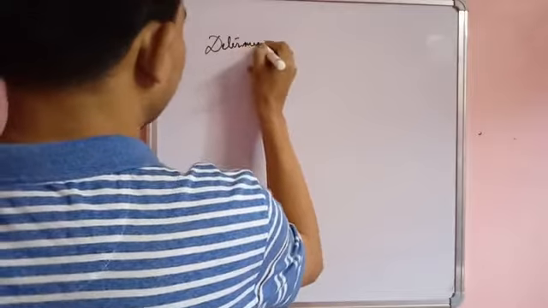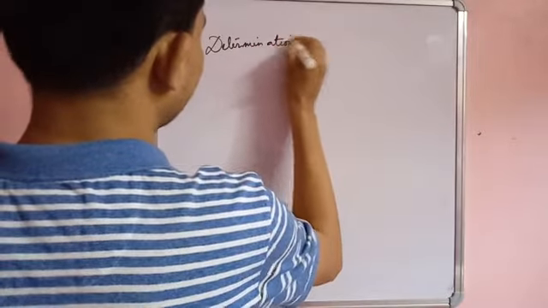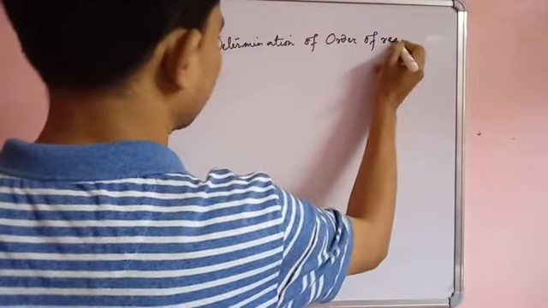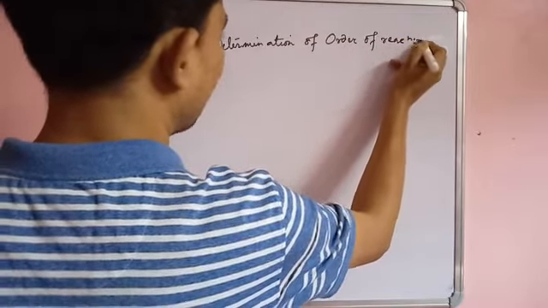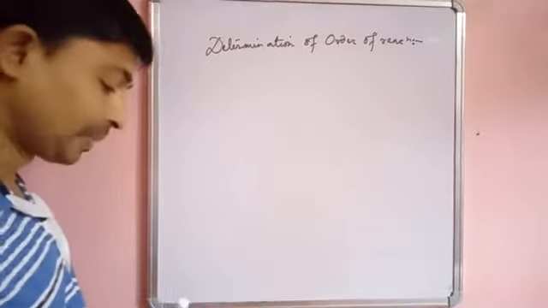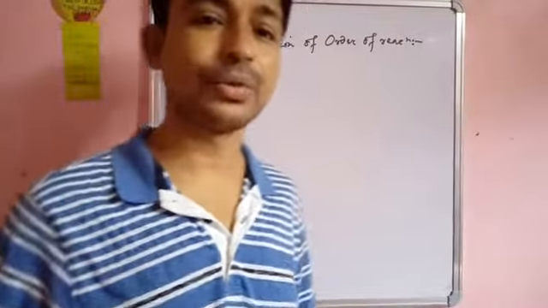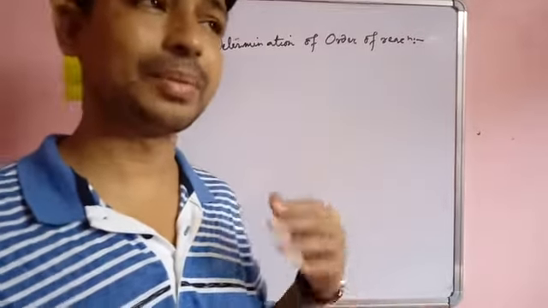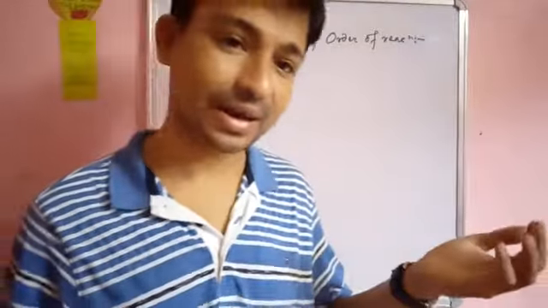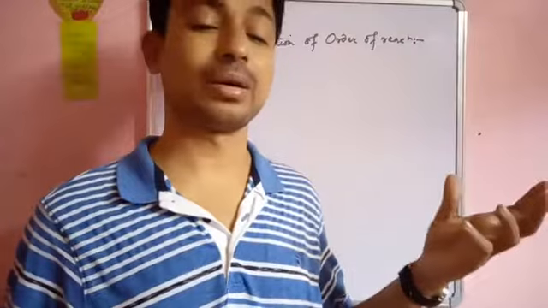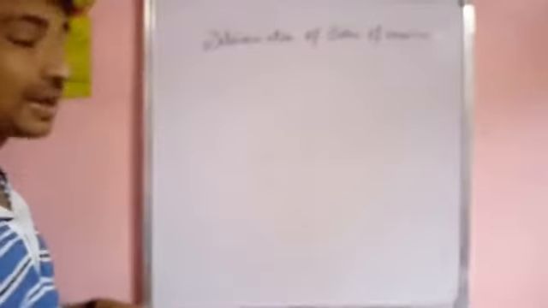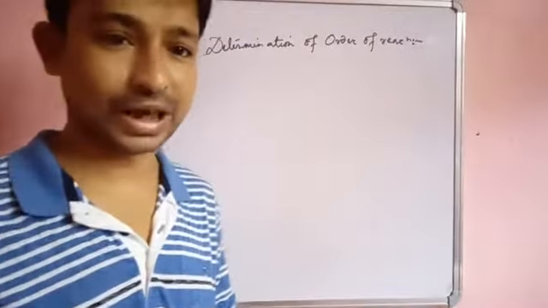Order can be determined in many ways. Even from the value of the rate constant we can determine the order of reaction, or precisely, from the units of the rate constant we can determine the order of reaction. Now there are various methods to determine the order of reaction.